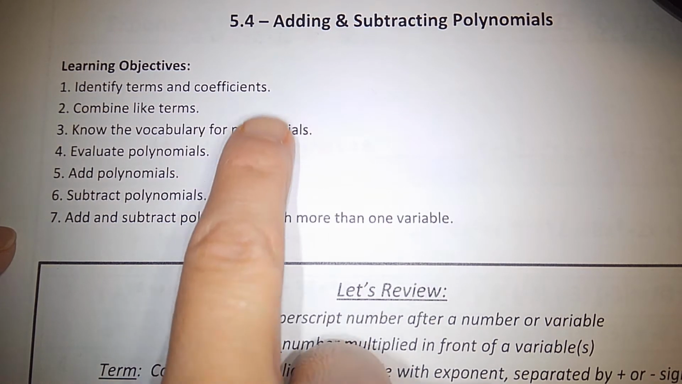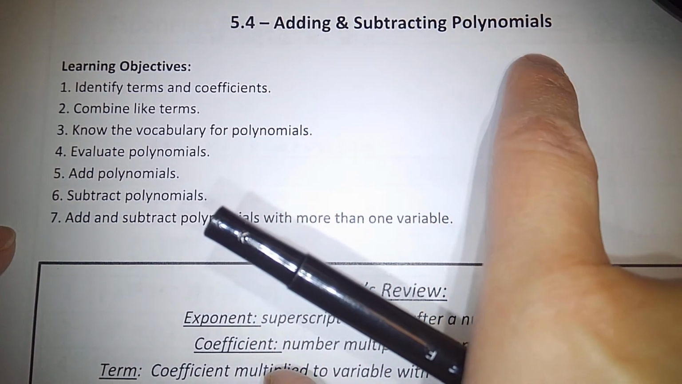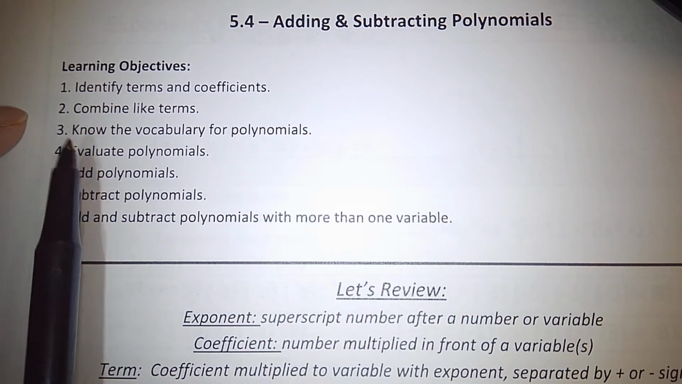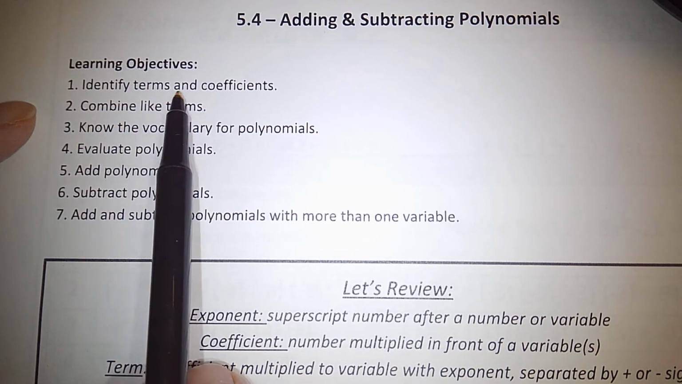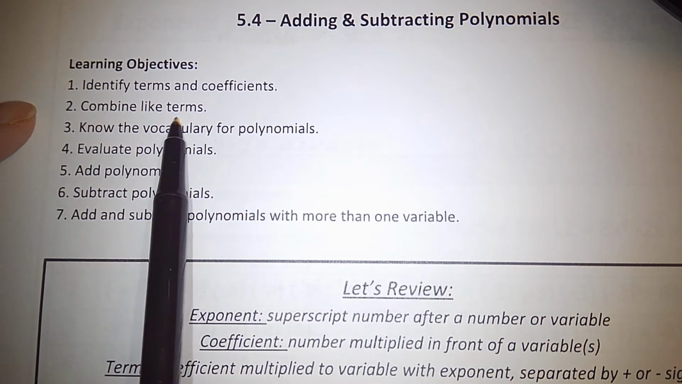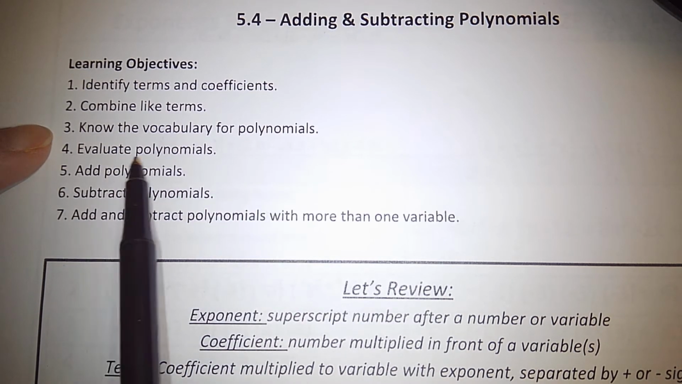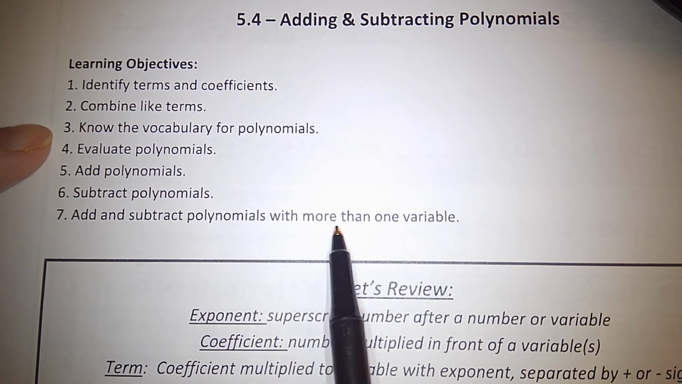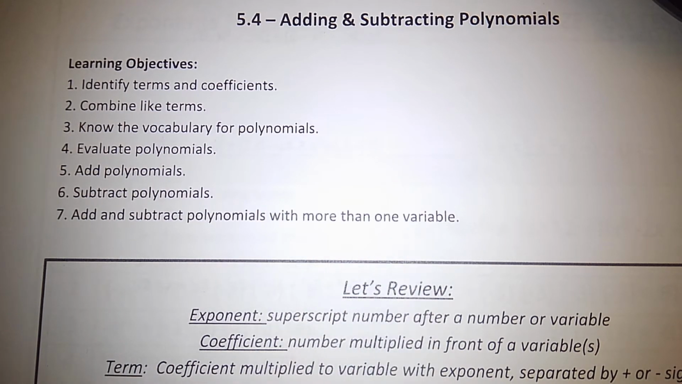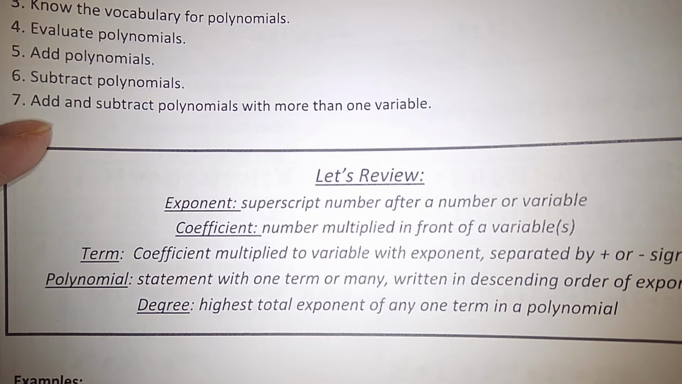So section 5.4, adding and subtracting polynomials. Okay, polynomials. So we're going to go over these objectives: identify terms and coefficients, combine like terms, know the vocabulary for polynomials, evaluate polynomials, add polynomials, subtract polynomials, and then what? Work with more than one variable from the polynomials. Okay, so first let's review this basic concept that we had already learned.